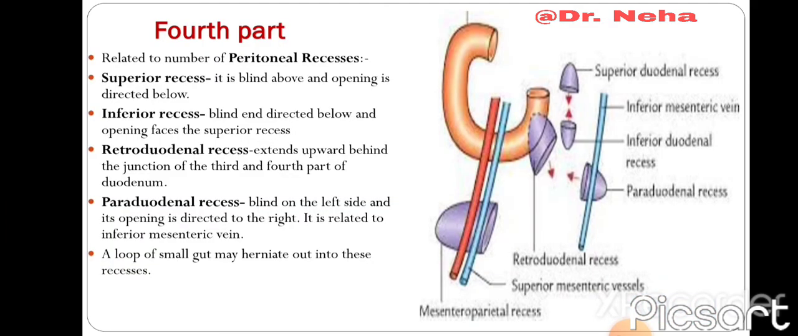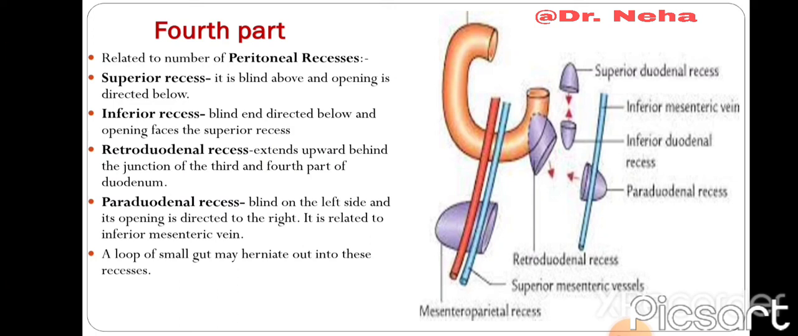Now the fourth part. Fourth part of the duodenum is related to the peritoneal recesses. These recesses are first, superior recess, which is blind above and opening is directed below. Inferior recess, this is blind and directed below and opening faces the superior recess. Retroduodenal recess, it extends upwards behind the junction of the third and the fourth part of the duodenum.